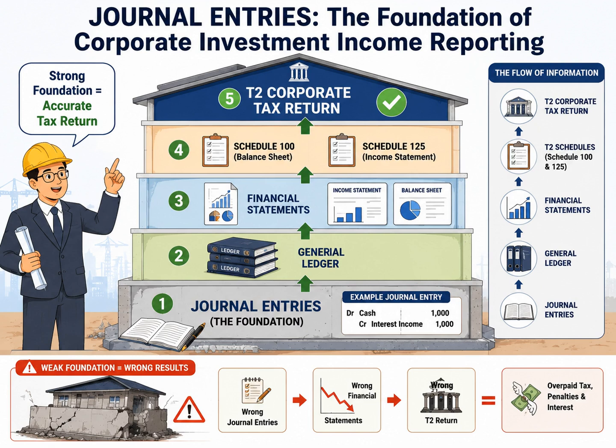Once the journal entries are recorded, they flow into the general ledger. The general ledger then becomes the source for preparing the corporation's financial statements. Those financial statements produce the information reported on Schedule 100, which contains the balance sheet, and Schedule 125, which contains the income statement. Finally, those schedules flow into the T2 corporate tax return.